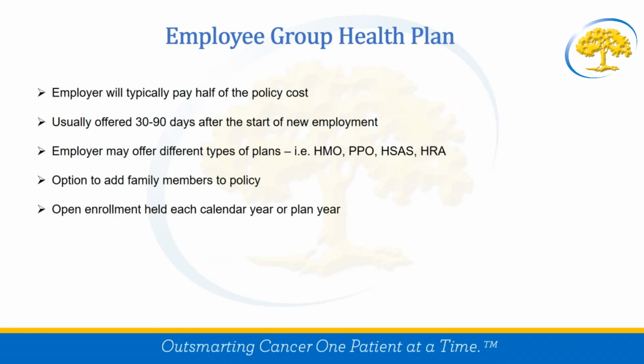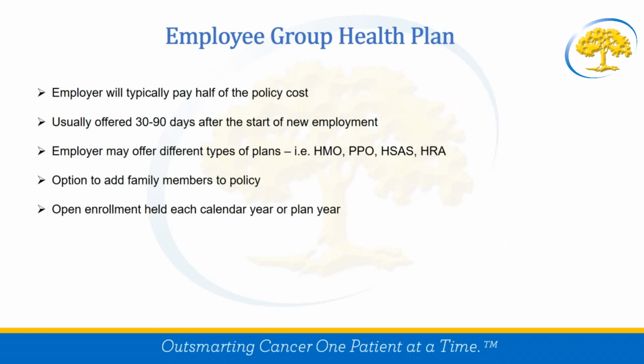It's very rare at this time, but if a company, the bigger they are, the more likely they are to be paying more of your insurance policy. Usually, the policy is offered to you at 30, 60, or 90 days after the start of employment. An employer may offer different types of plans in the HMO, a PPO, HSAs, HRAs, and we'll go into the difference of those a little bit a few slides later.